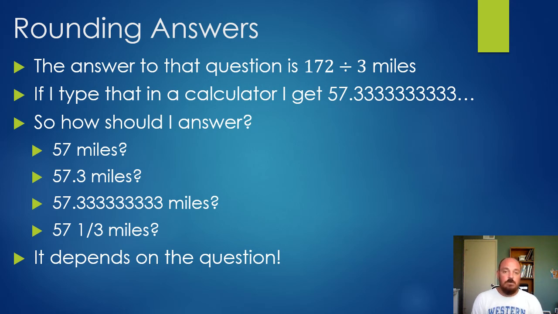So the first thing you always want to do is look back at the question. I didn't put anything in it this time, but sometimes it might say something like round your answer to the nearest mile. And then the answer would be 57. Or it might say round to the nearest tenth of a mile. Then the answer is 57.3. It might say give an exact answer. And we'll talk about that in a second.